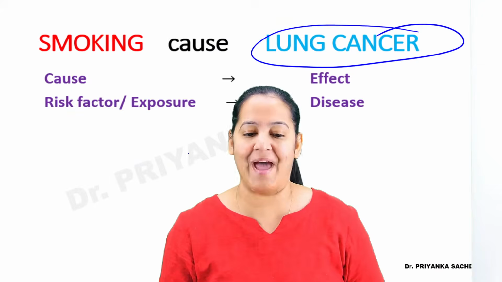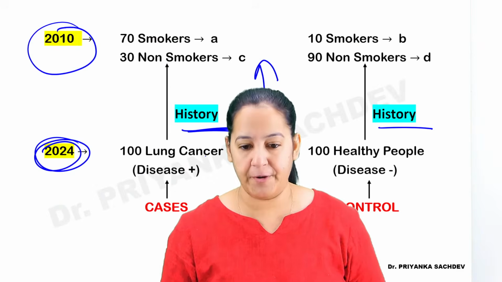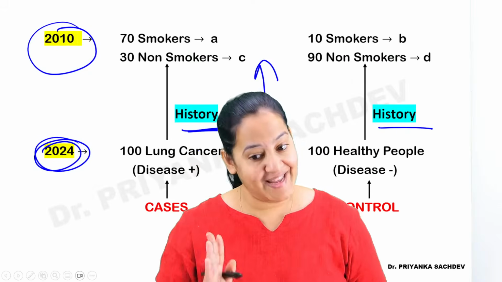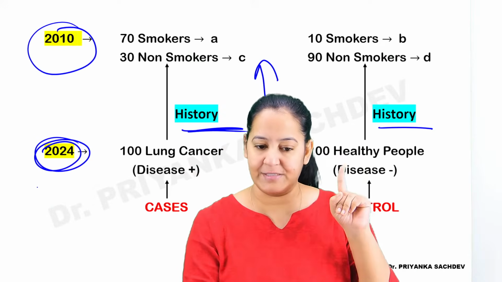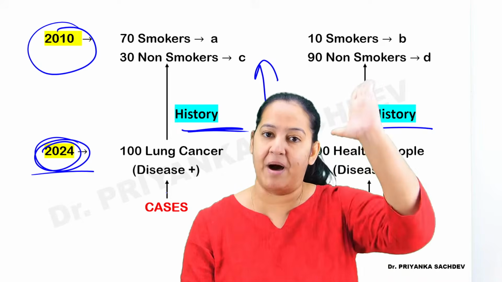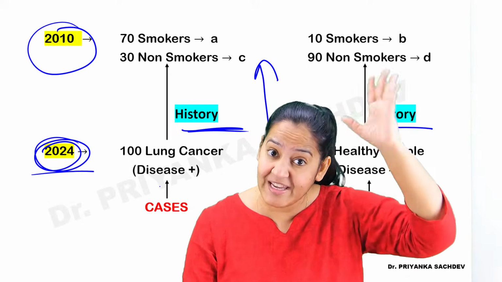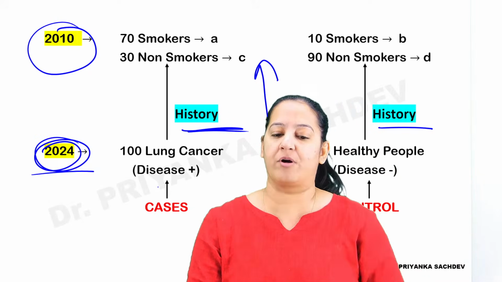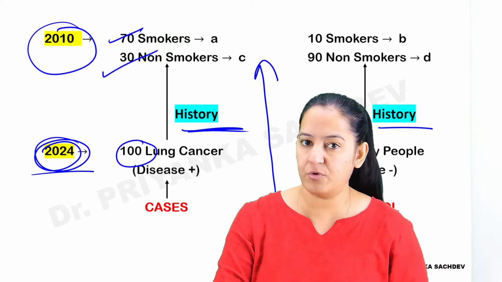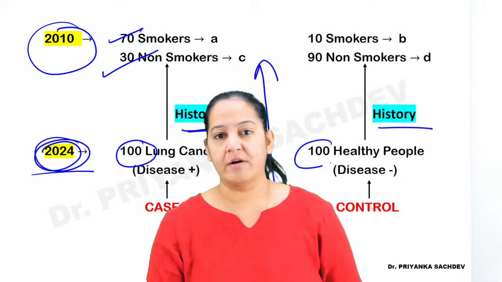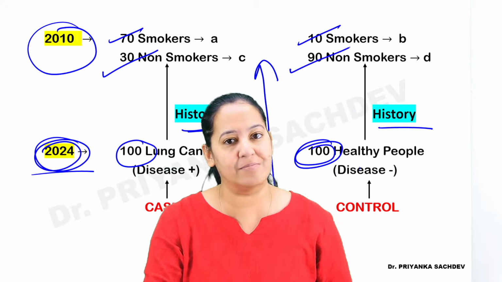This study is known as retrospective study. Got my point? Because we are taking the history, we are going in the past. So we are starting at present, that is 2024, and we are going in the past. I'm taking the history since the last 15 years. You have smoked or you have not smoked. So out of the 100 cases, some will say yes, we smoke. Some say we do not smoke. And out of the 100 controls also, some will say we smoke. Some say we do not smoke.